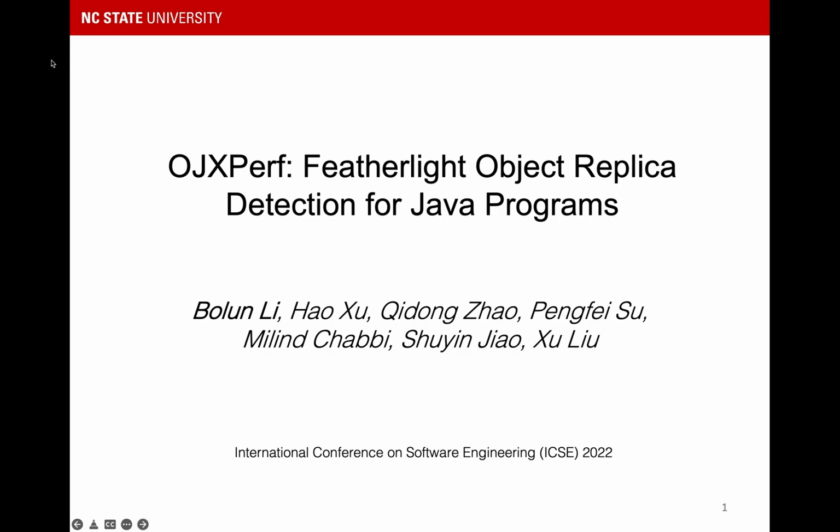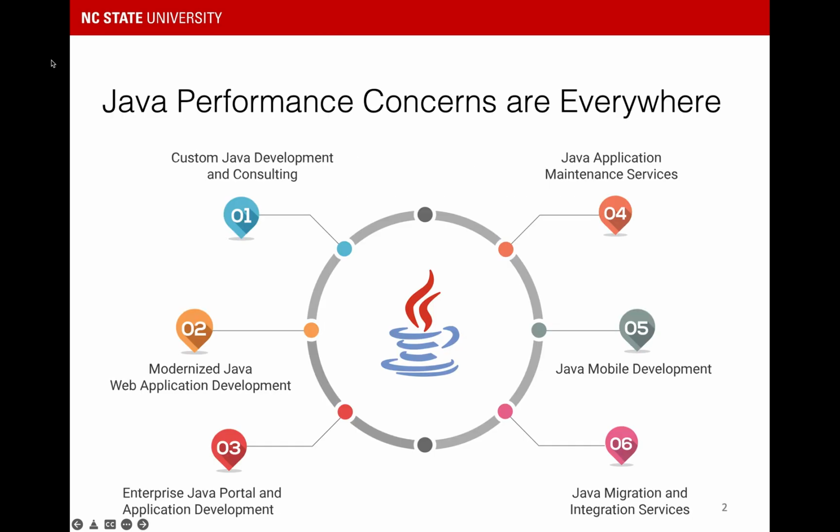My paper topic is OJXPerf, Featherlight Object Replica Detection for Java Programs. Now, the Java programming language has been around for more than 25 years. It is still regularly among the top 2 programming languages used in the whole world. Java can be used to build applications for a wide range of platforms: desktops, servers, mobile phones, televisions, and web browsers can all use Java.